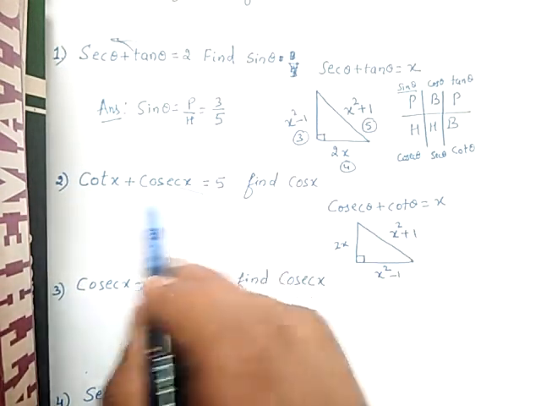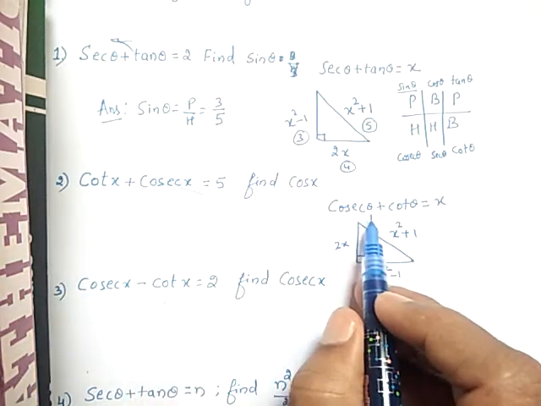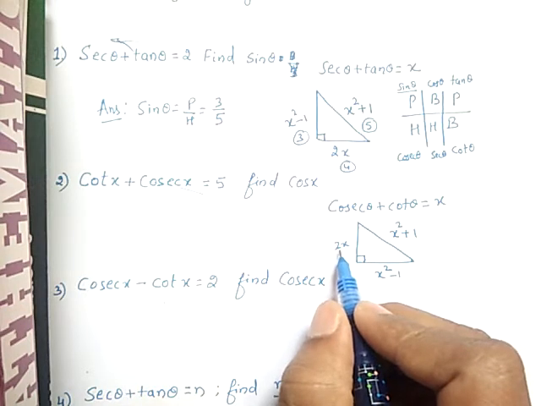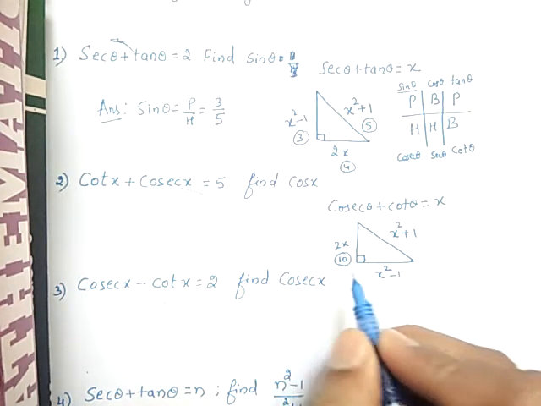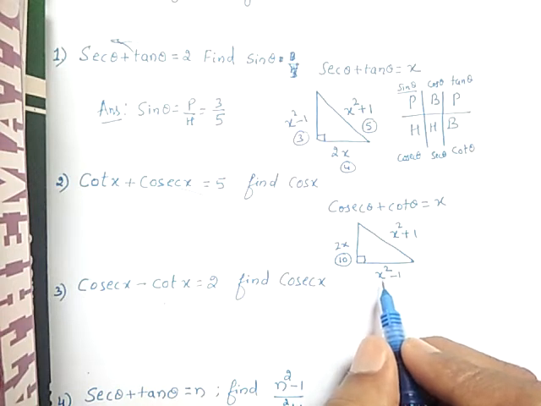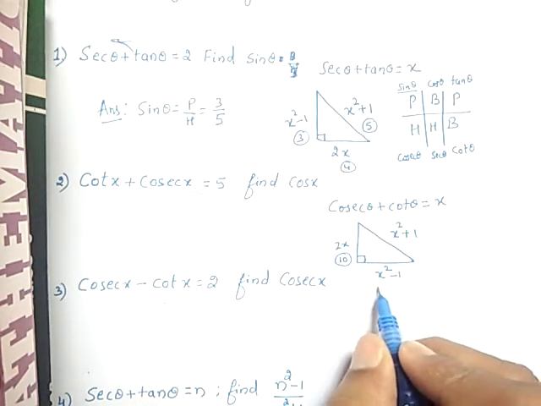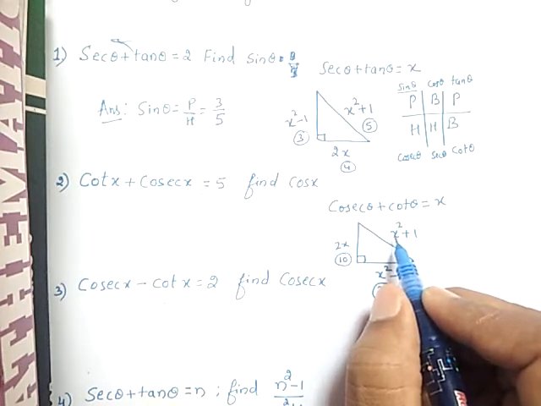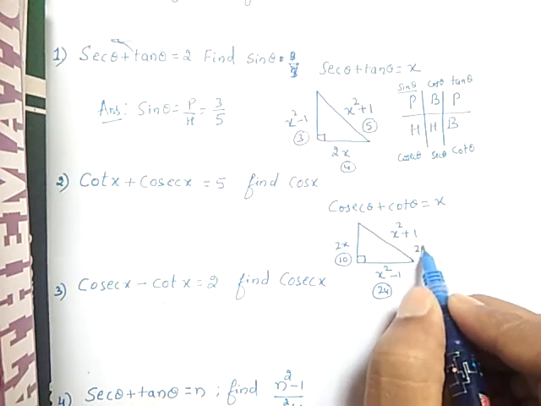What is x here? Comparing cot x plus cosec x is equal to 5 with cosec theta plus cot theta is equal to x, x will be 5. If you put the x value here, 2 into 5 is 10. Here it will be 5 square, which means 25 minus 1, that will be 24. And this will be 5 square, which is 25, plus 1, this will be 26.